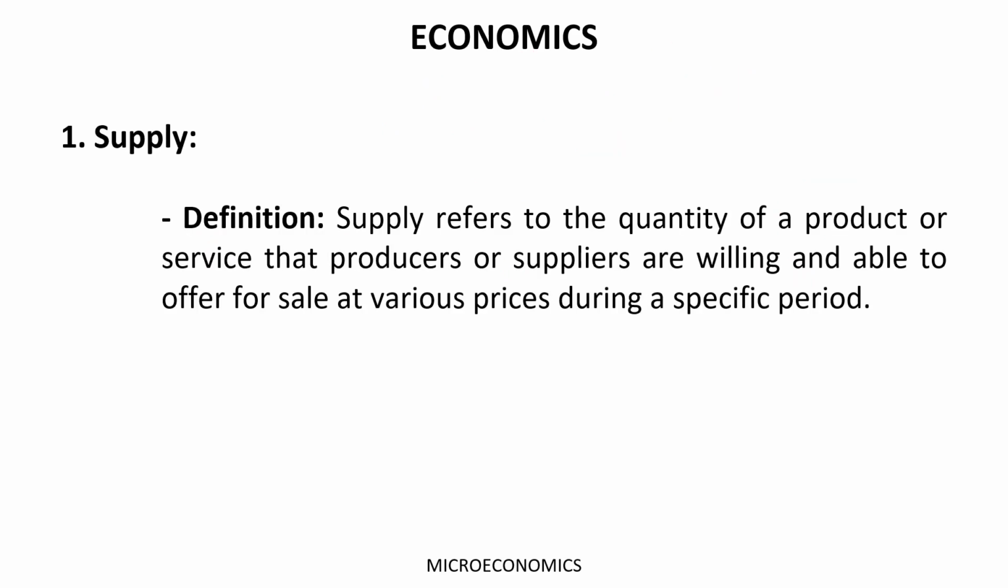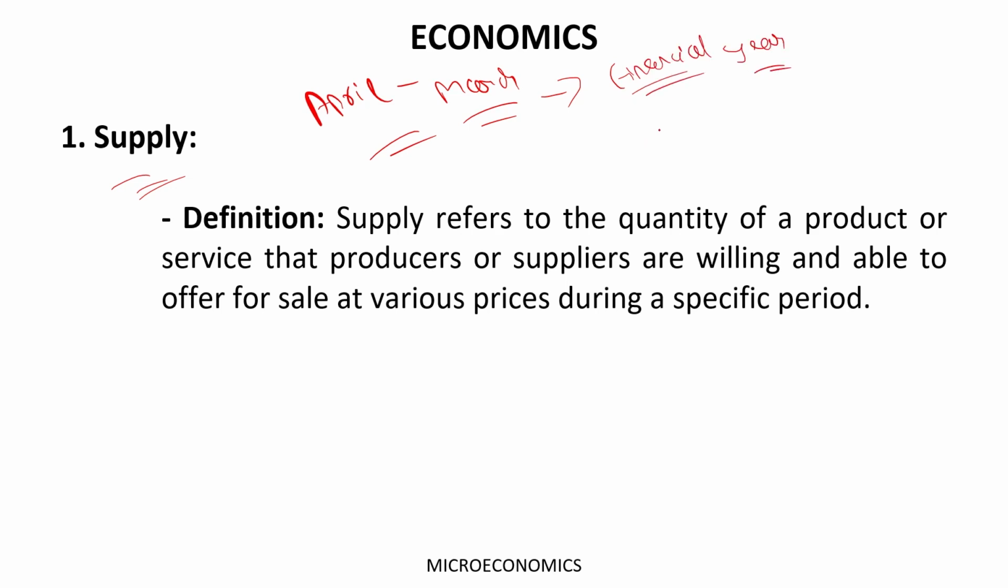Got it? Thereafter, in detail, what do you mean by supply? Supply refers to the quantity of a product or service that producers or suppliers are willing and able to offer for sale at various prices during a specific period of time. Basically, you can say April to March. What is this? I told you in the previous lecture, this is the financial year.